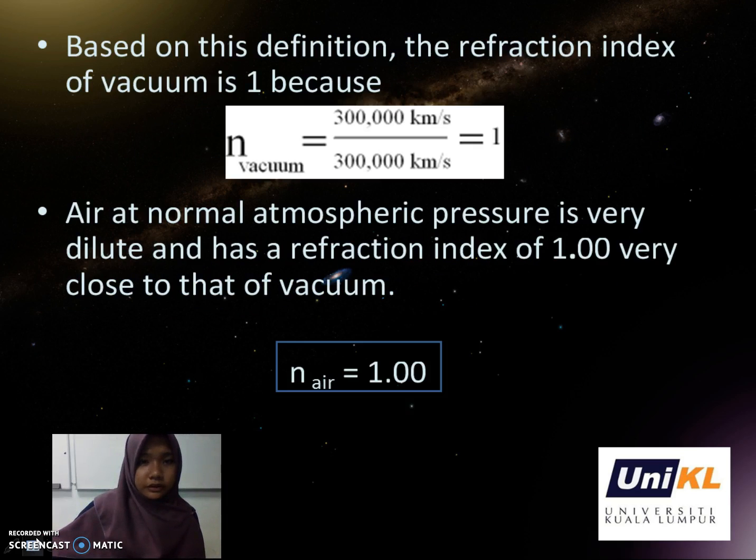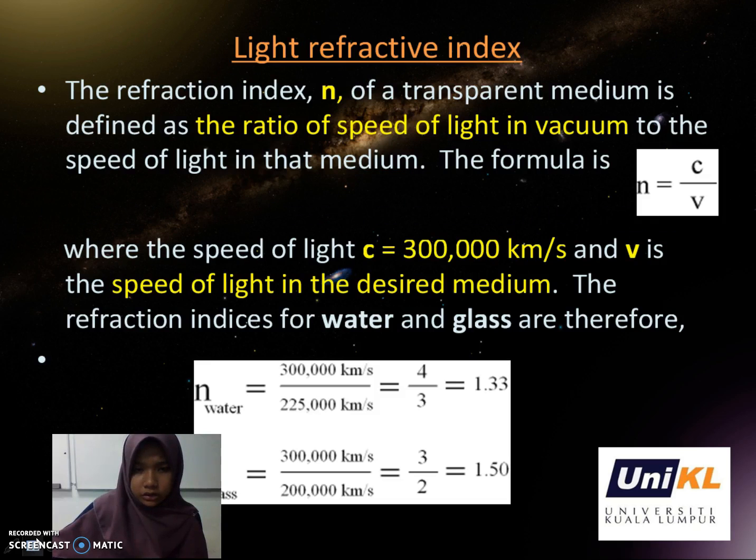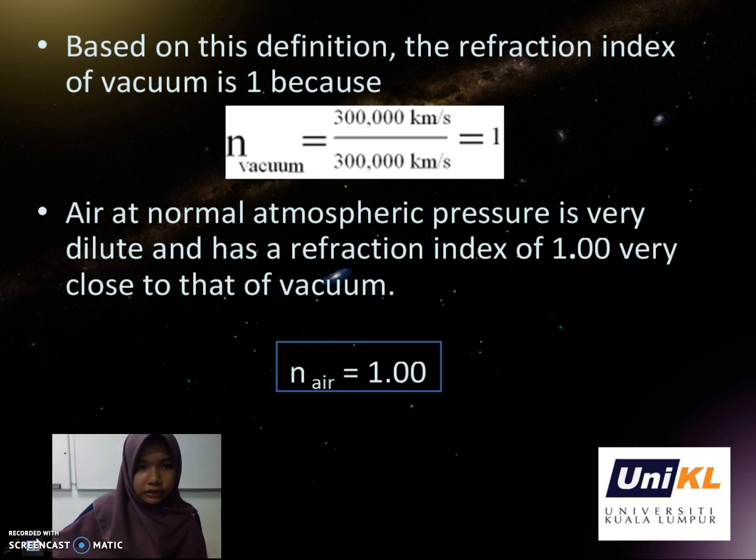Based on this definition, the refractive index of vacuum is 1 because, as you can see in the picture, if we divide C by C, it equals 1. Air at normal atmospheric pressure is very dilute and has a refractive index of 1, very close to that of a vacuum.